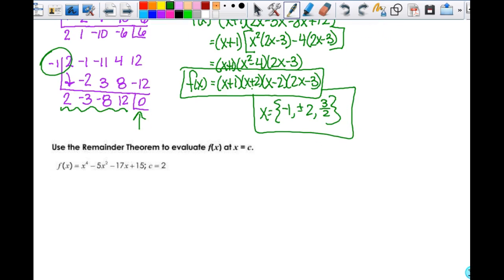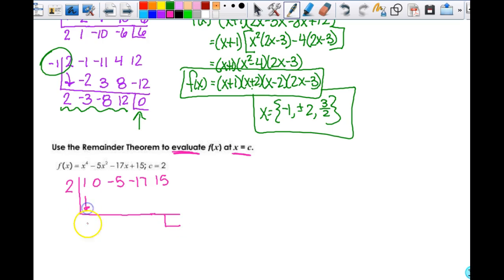All right, so here we are going to use the remainder theorem to evaluate. When you are going to evaluate a function at something, then this is the number that goes outside. You don't change the sign on that. So inside my synthetic division, which this is really synthetic substitution, this is going to be 1. There is no x cubed term, so there needs to be a 0. Do not forget to pay attention to that. Then negative 5, negative 17, and 15.